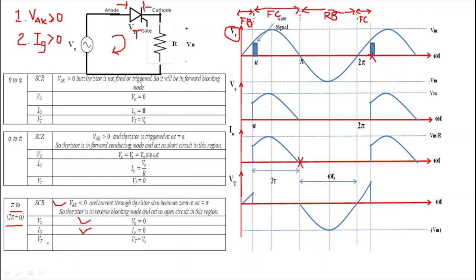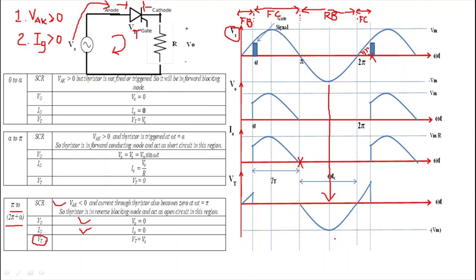And what is the drop across the thyristor? The drop across the thyristor is simply equal to Vs, because in this case, when the thyristor is acting as an open switch, the source voltage will appear across this thyristor. So in this waveform we can clearly see that this negative cycle and this part of the sinusoidal waveform will appear across the thyristor. Okay, so here you can see that the waveform of Vs from pi to 2 pi plus alpha appears across the thyristor.